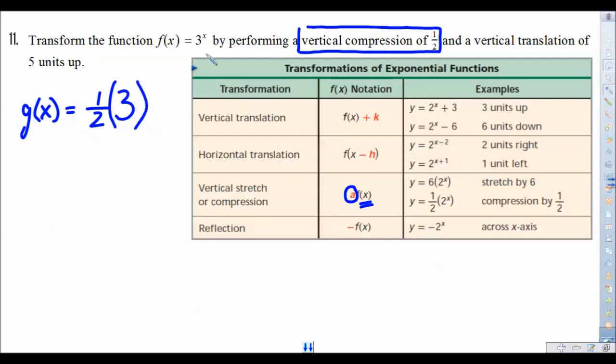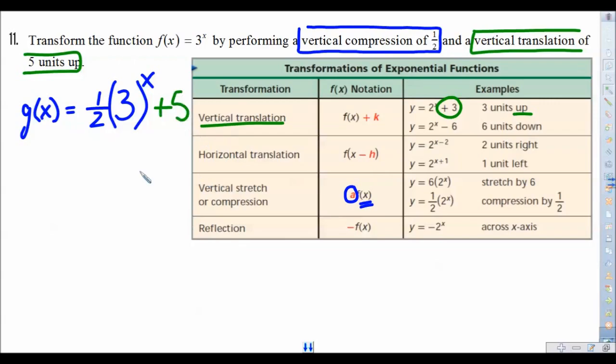Now the question is, do I need to change this x here? Notice it says a vertical translation of 5 units up. So vertical translation here, no. I'm going to put that value after the exponent. Don't put it up here in the exponent for vertical. So we want to write this as x being right out here, and then if we want to move it 5 units up, there we go. There's our function right there.